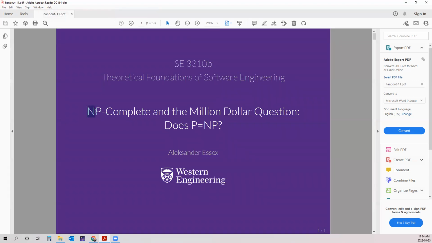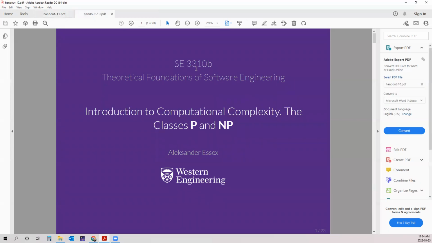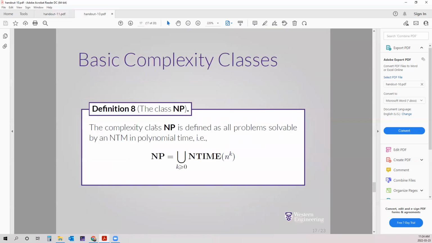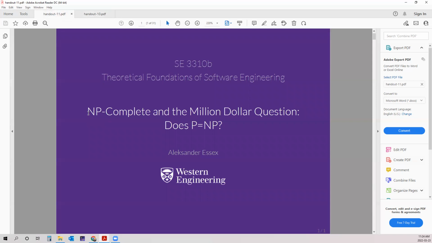Now, the class NP complete and the $1 million question. Here we have a $1 million question. What is the NP? Back to the handout 10. I need you to connect your ideas. Here is the NP: non-determinism, polynomial. So we'll talk about this class, NP complete, and the $1 million question.